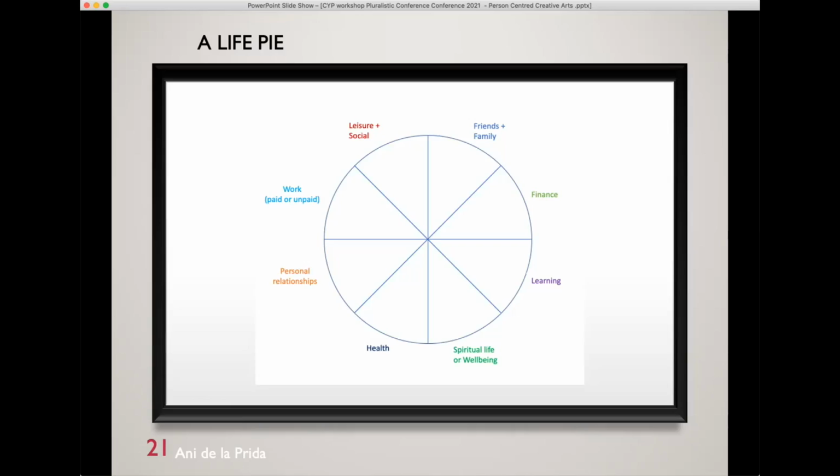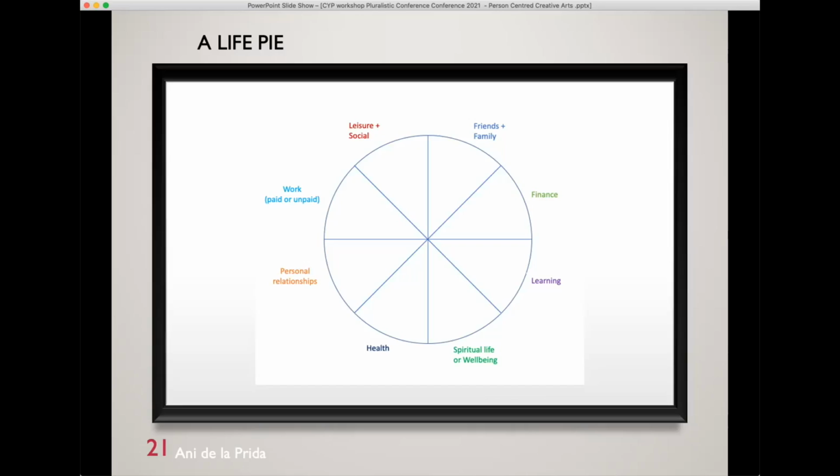Then personal relationships. Then work, whether it's paid or unpaid. And then fun or adventure. I know this says leisure, and so I like to say fun and adventure.